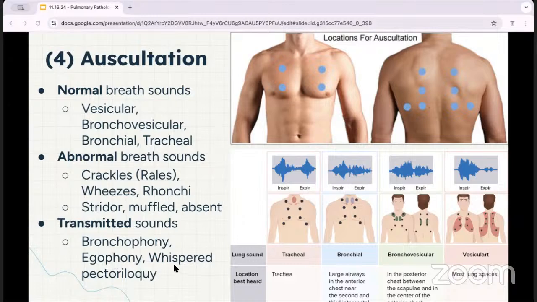There's also something called whispered pectoriloquy. This is when you ask the patient to whisper 99. I'll do a louder one, so 99, okay? It's normally faint or inaudible, right? But if it becomes louder over an area, this suggests a consolidation as well.